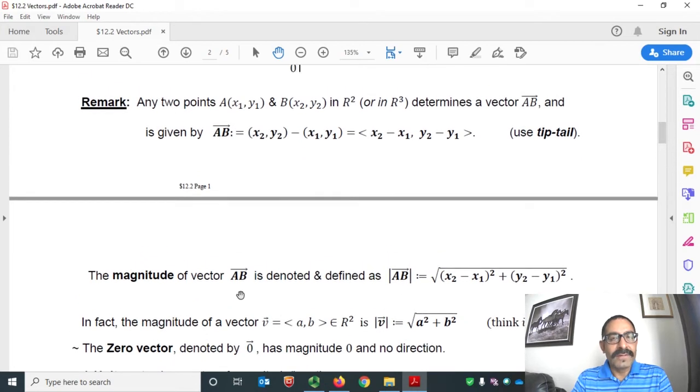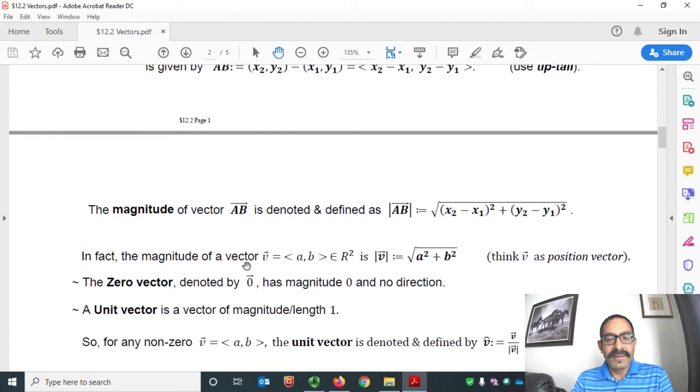Awesome. Let's move on. The magnitude of vector AB is denoted and defined by the distance formula. So simply the magnitude of AB equals the square root of (x2 minus x1) squared plus (y2 minus y1) squared. In fact, the magnitude of a vector V with components a, b in R2 is simply the square root of a squared plus b squared. Think of V as a position vector.